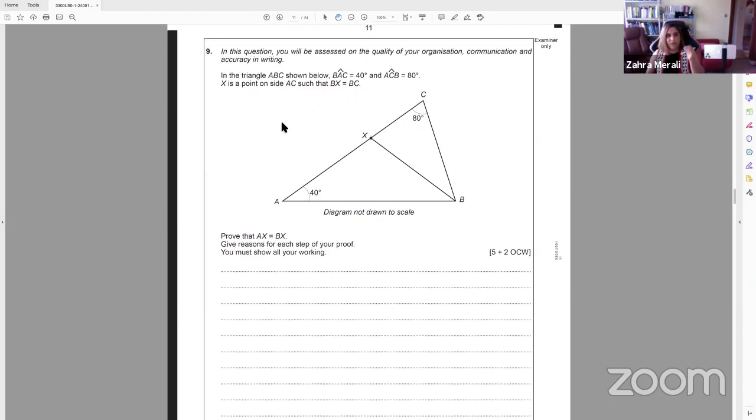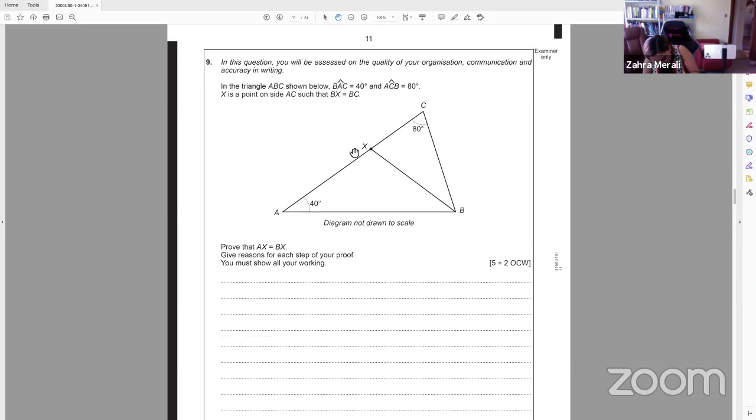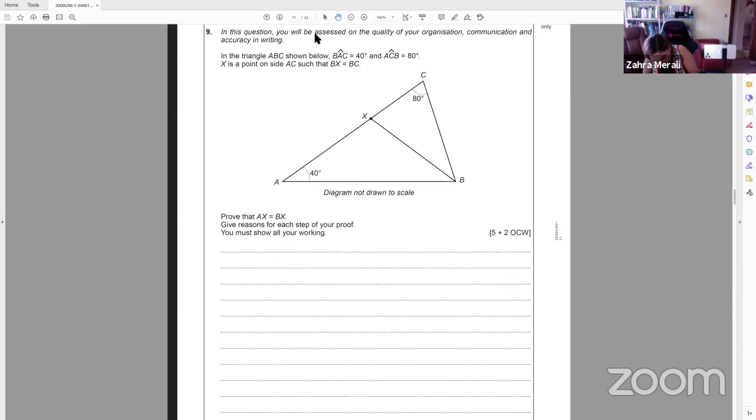Okay, so in this question, you'll be assessed on the quality of your organization, communication, and accuracy. So these are the ones where the marks suddenly matter in how you lay it out. So in total, it's 7 marks. And we're going to prove that AX equals BX. So we're trying to prove that this line here, this line here, AX is the same as BX. So that's what we're trying to prove.